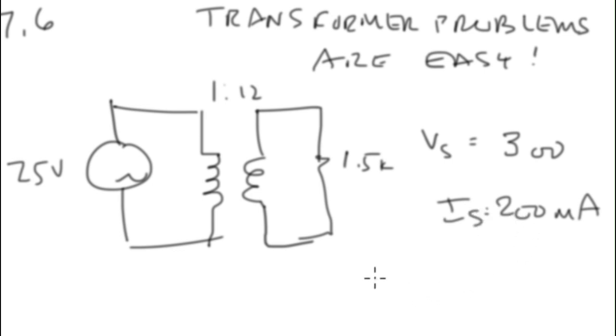What would be my primary? So my V primary is 25. My I primary is equal to what? Well, it's 200 times 12, or 2.4 amps. Big, little, big.